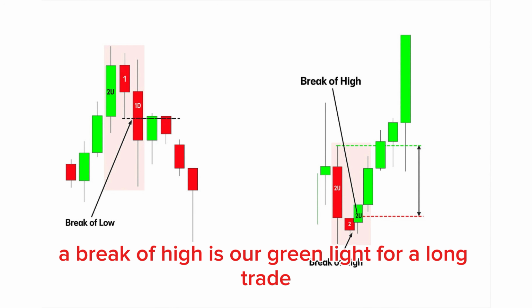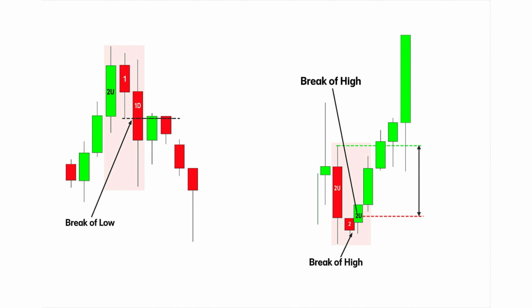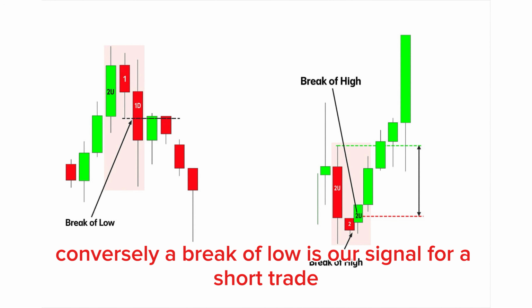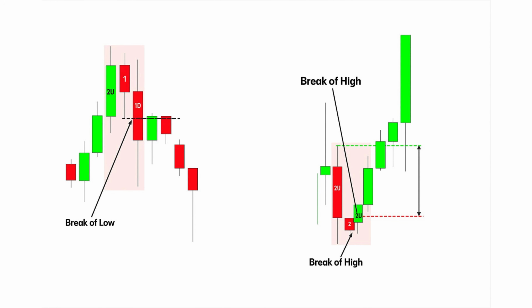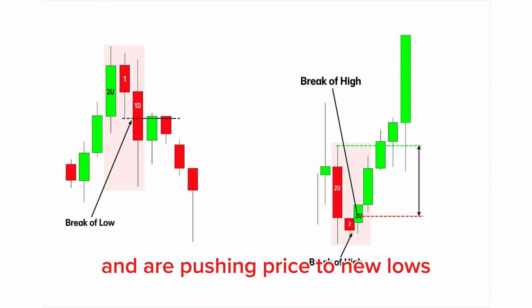A break of high is our green light for a long trade, signaling that buyers are in control and pushing price to new heights, often breaking out of a consolidation or a key resistance level. Conversely, a break of low is our signal for a short trade, indicating that sellers have overwhelmed the buyers and are pushing price to new lows.